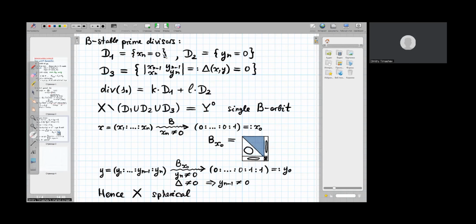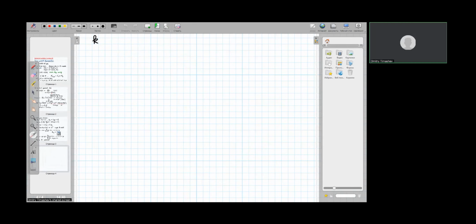Let us continue with this example. I want to compute the weight lattice of this double flag variety, which is the product of two copies of the projective space. To this end, let me consider the semigroup of B semi-invariant rational functions on my X.